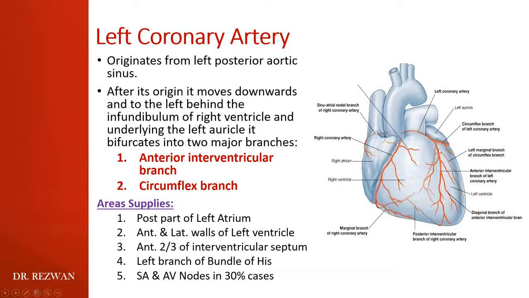At the same time we can see the courses. What is the area supplied by the left coronary artery? The posterior part of the left atrium, obviously. Anterior and the lateral wall of the left ventricle. These are the branches giving supply to the left ventricle. Anterior 2/3 of the interventricular septum, obviously by the anterior interventricular branch. Left branch of the bundle of His, which was excluded from there, we already know that. SA and AV node, about 30% cases. But we know that SA node and AV node is mainly supplied by the right coronary artery, not the left coronary artery.